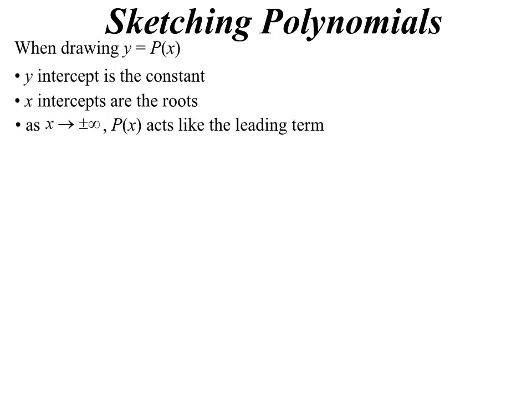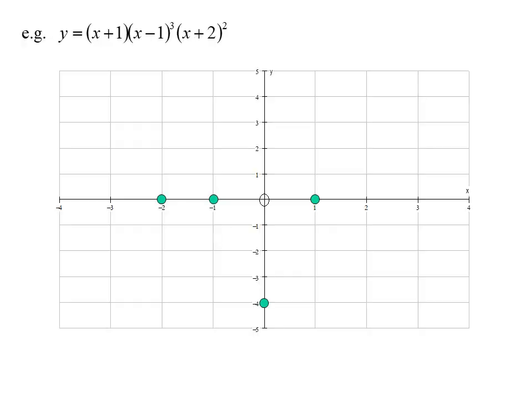Okay. We also saw that when x is approaching plus or minus infinity, so when we're out at the extremities, it will act like the leading term. So it'll start and finish in the same spot. This one, our leading term is going to be x times x cubed, so that's x to the 4, times x squared, x to the 6. So we know we're going to start up the top and we'll finish at the top as well.